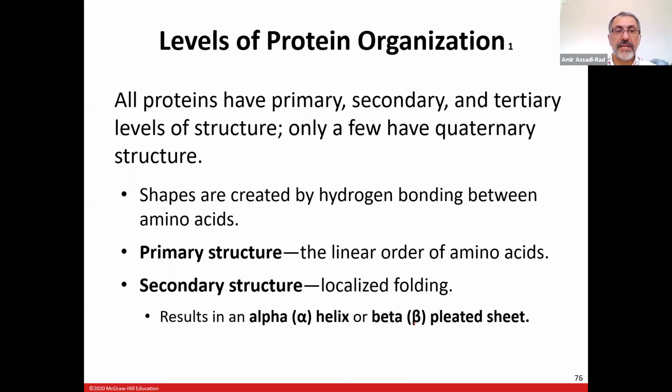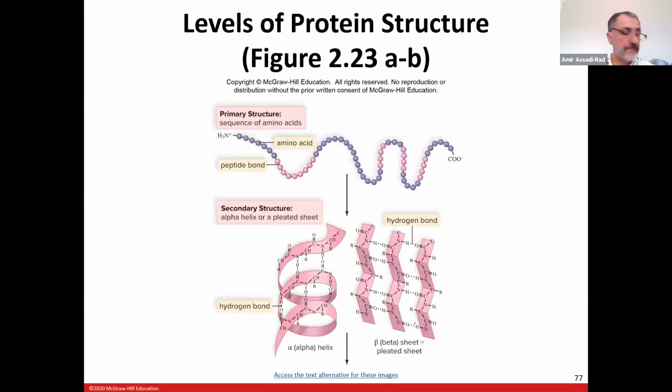Okay, levels of protein, that's another thing I want to talk about. Primary, secondary, tertiary levels of structure. So let's go over that. Very important. I did cut off some papers for you guys.